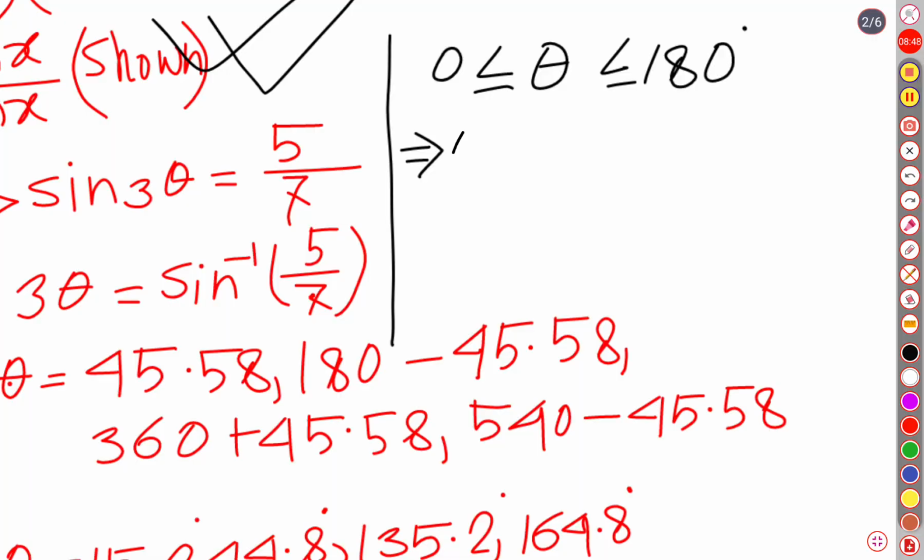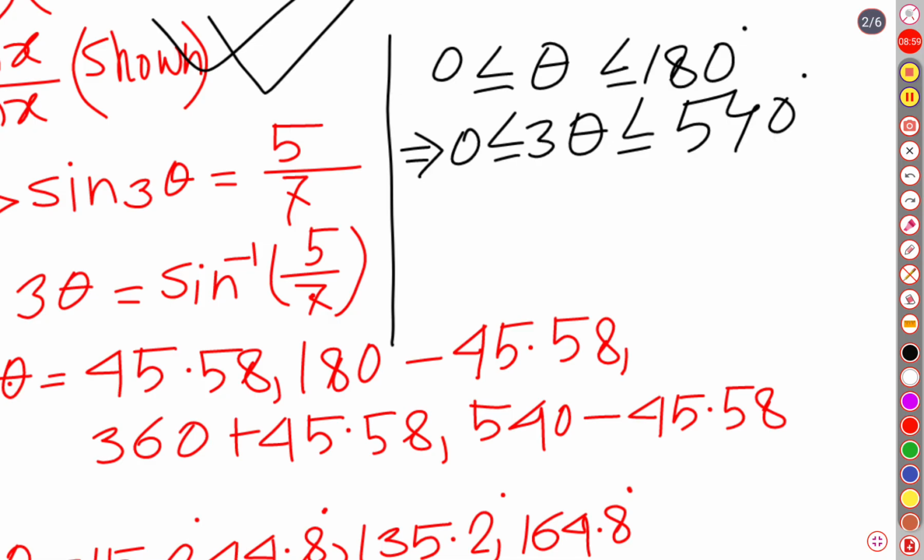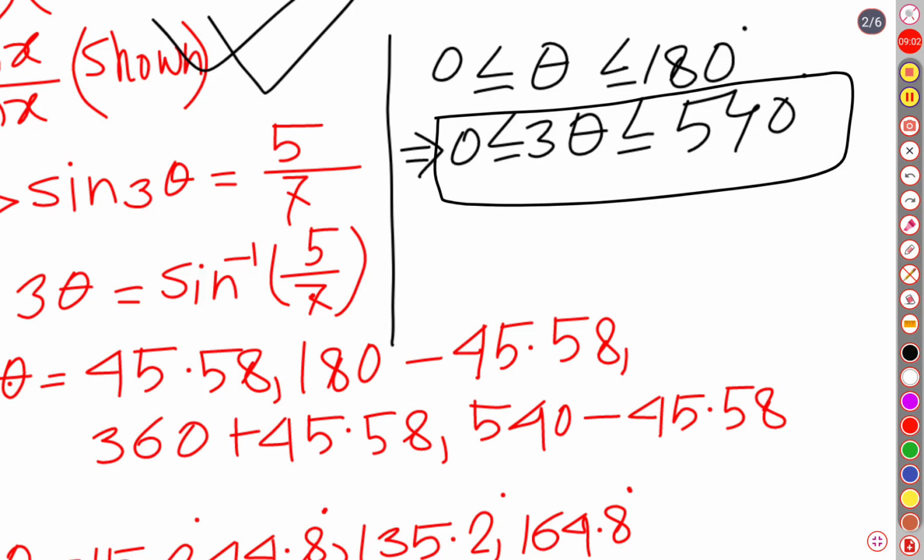It is going to be 0. If we multiply by 3, it is going to be 3 theta. And if 180 is multiplied by 3, it is going to be 540 degree. So this is our real domain for this stage. Our value of the root will be 0 to 540, and all of them are positive, there is no negative value at all.